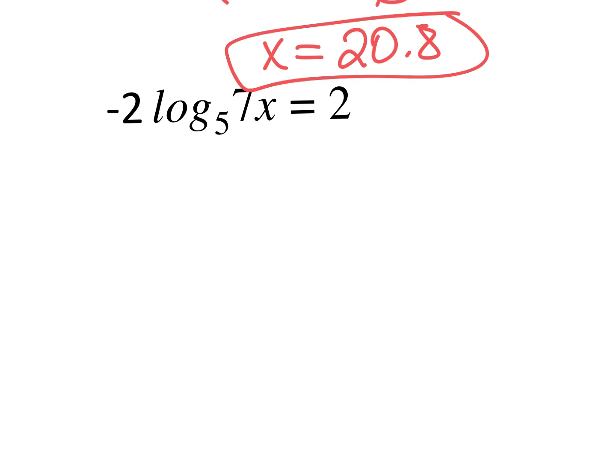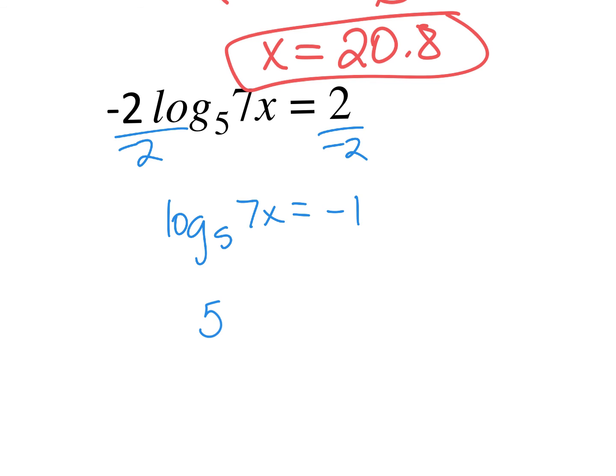All right, so like we said, as I was coming around, this one is not being added or subtracted. It's being multiplied out front. So we need to move it over by the inverse of multiplication, which is division. We're going to divide by negative 2. So we end up with log base 5 of 7x equals negative 1. Great. Now we set it up.